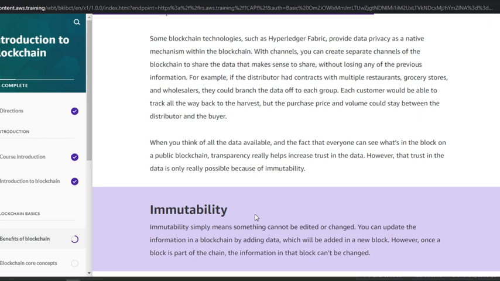Each customer would be able to track all the way back to their harvest, but the purchase price and volume could stay between the distributor and the buyer. When you think of all the data available and the fact that everyone can see what's in the block on a public blockchain, transparency really helps increase trust in the data. However, that trust in the data is only really possible because of immutability.